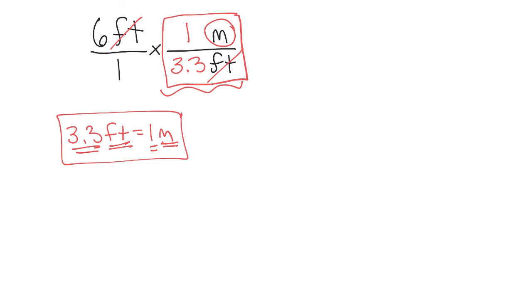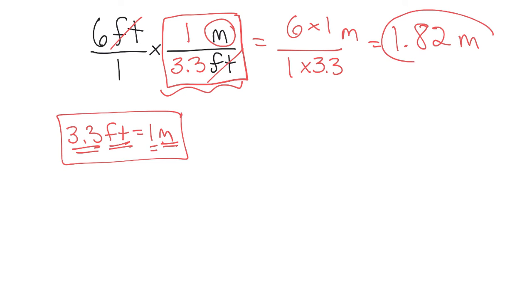Okay, so once you get that set up, you're like, cool, I've got meters, awesome. Now it's just 6 times 1, I multiply all the stuff on the top, and then I multiply all the stuff on the bottom, 1 over 3.3, and I still have a meter up top. So this is a calculator thing: 6 divided by 3.3 is 1.82, and the unit that I have left is meter. Okay.